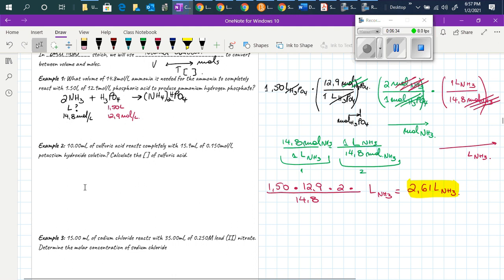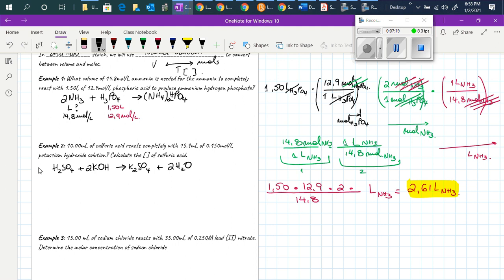Next one: 10 milliliters of sulfuric acid will react completely with 15.9 milliliters of 0.150 moles per liter potassium hydroxide solution. Calculate the concentration of sulfuric acid. So, like everything, we will start with a balanced reaction. Sulfuric acid is reacting with potassium hydroxide to produce K2SO4 and water.